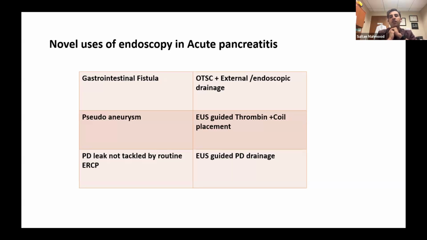Pseudoaneurysms are usually managed by interventional radiology, but we have been called a few times for patients where the aneurysm may not be accessible by the interventional radiologist. And there are some newer studies showing that thrombin and coil injection with endoscopic ultrasound is also a feasible option. And rarely, when you cannot perform an ERCP to take care of a bile leak, we do have EUS guided drainage to put a stent directly from the stomach into the pancreas.